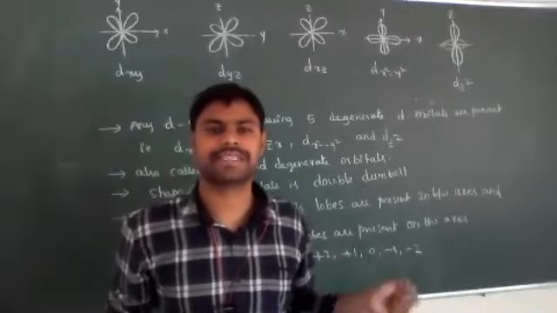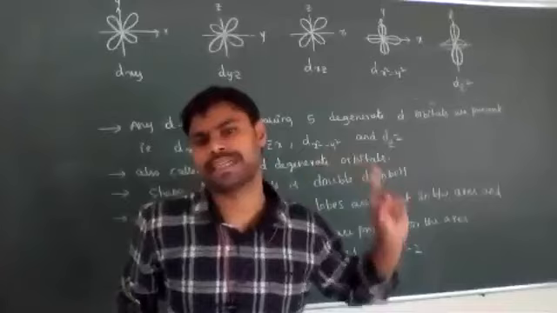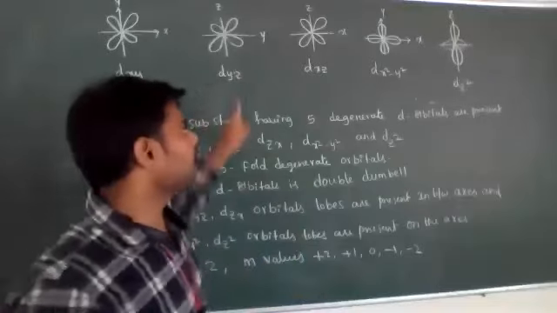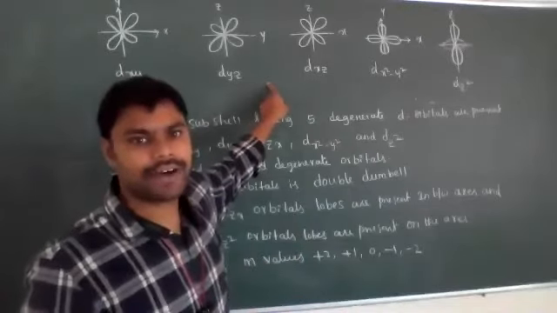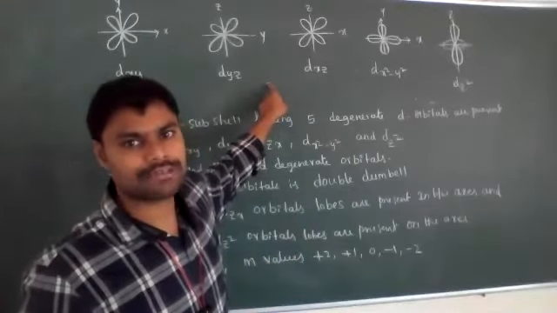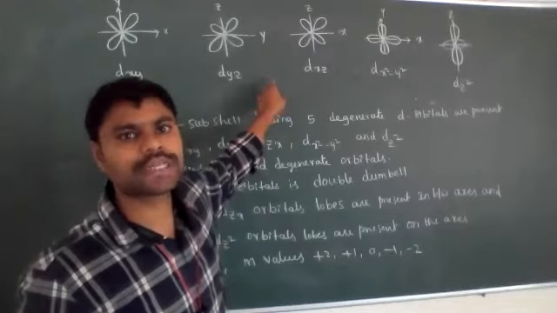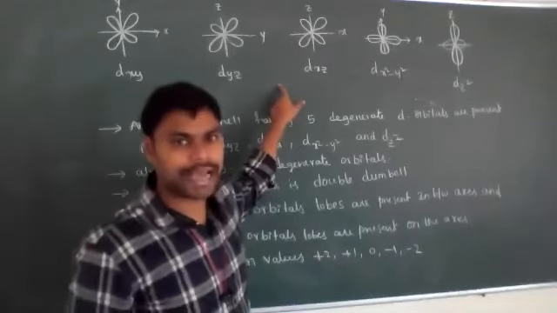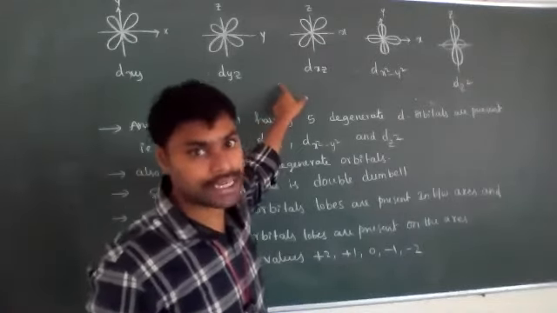They contain a maximum of 7 into 2, 14 electrons. That's enough. Okay, 5 d orbitals are present. In the 5 d orbitals, how many maximum electrons are present? 5 into 2, 10 electrons. So the maximum number of electrons present in the d subshell is 10.